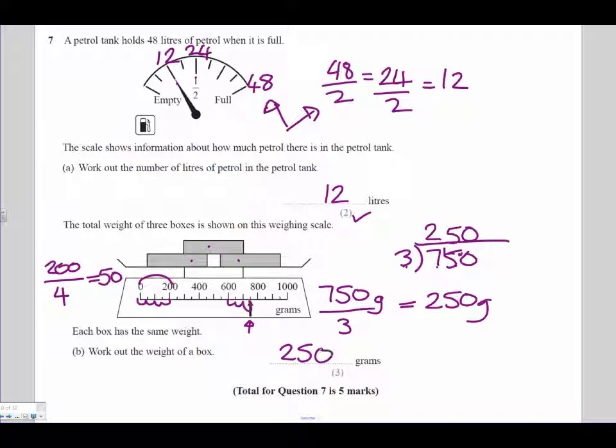So 250 is the answer for 1 mark, and some working out on the scale and the division are the other 2 marks that will give you 3 marks for that part of the question.